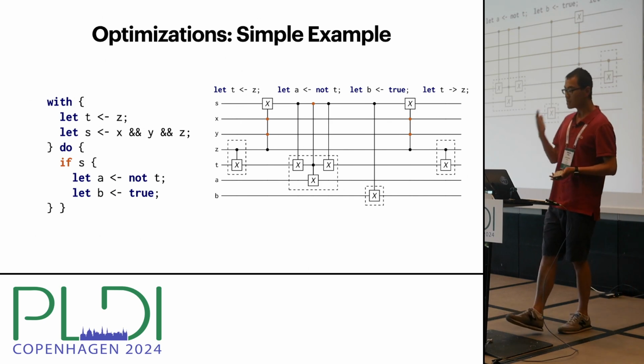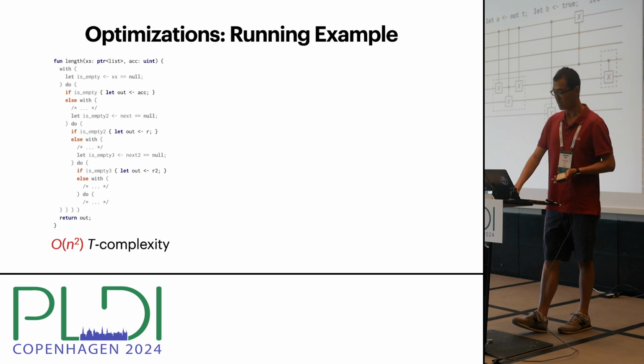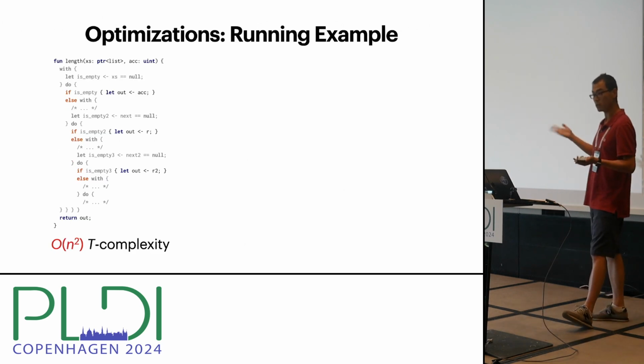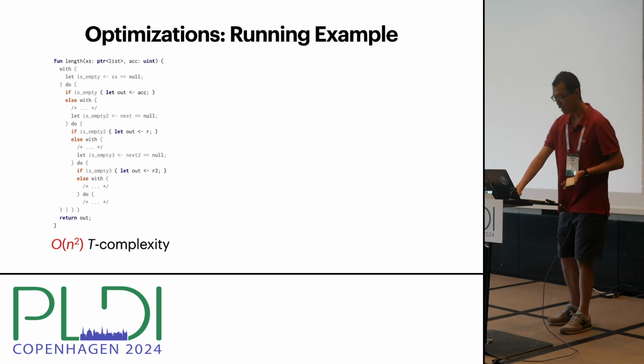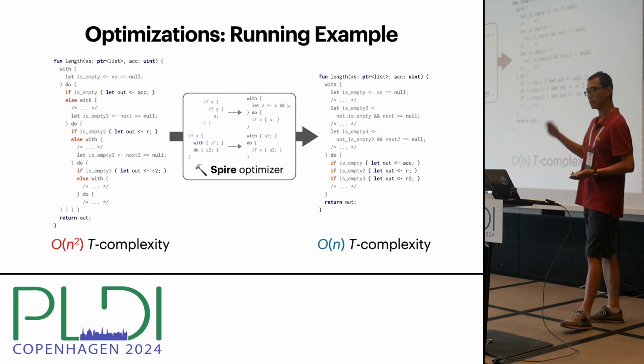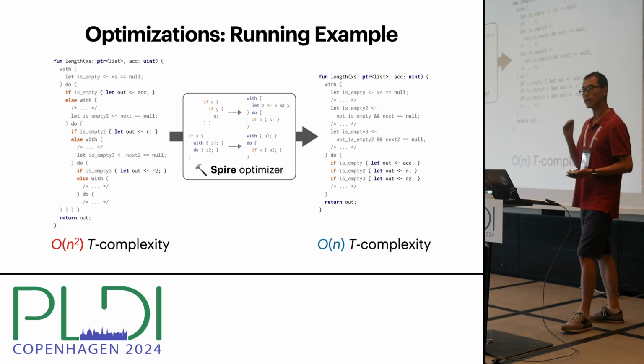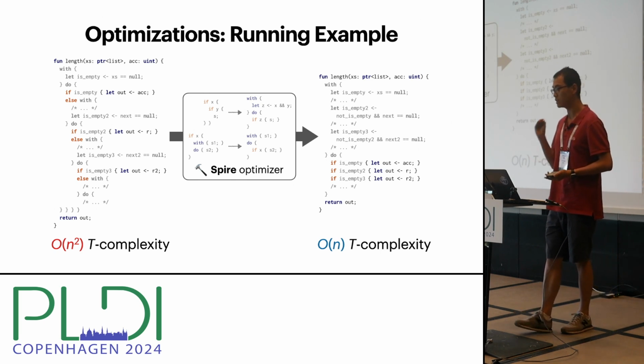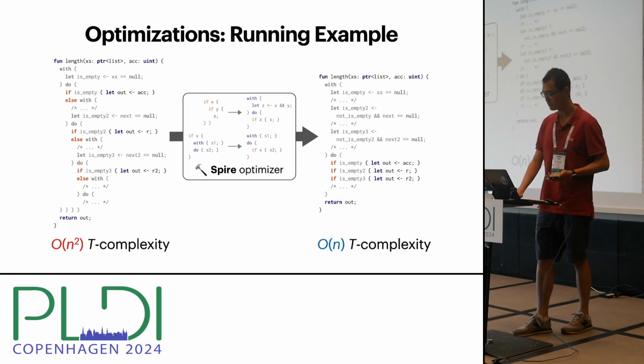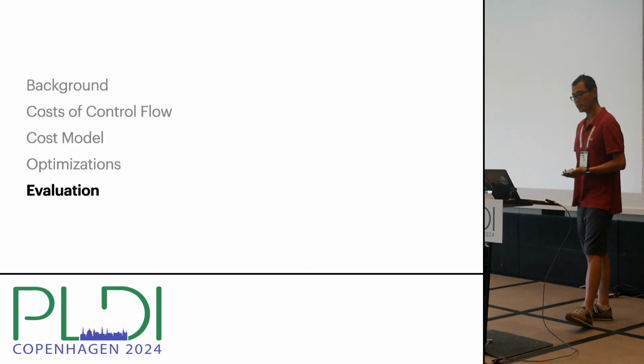Okay? And how does this apply to our length example from the beginning? Well, the original program has O of n squared T complexity. And by running our implementation that automatically performs these two program rewrites, we get a new version of the program that only has O of n T complexity, the asymptotically optimal version. So how well does this work in practice, right?